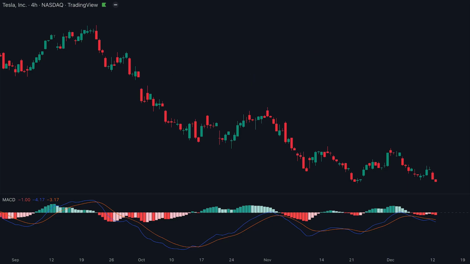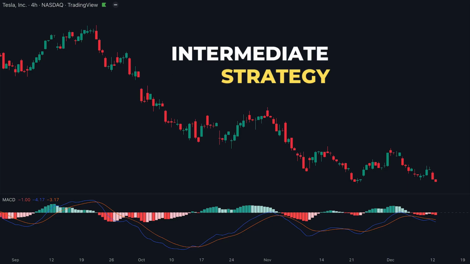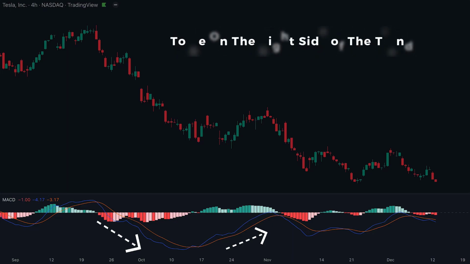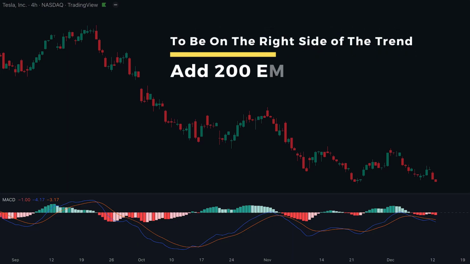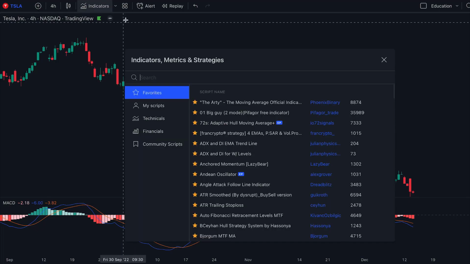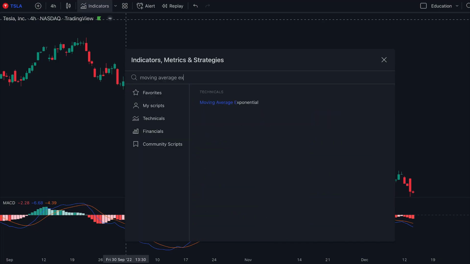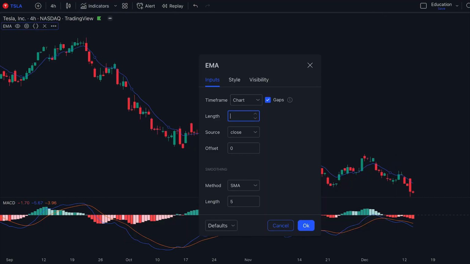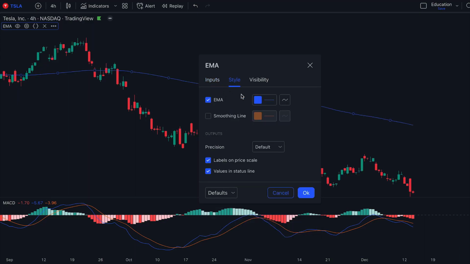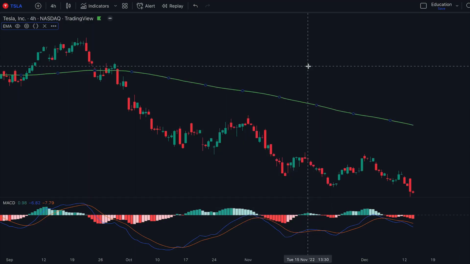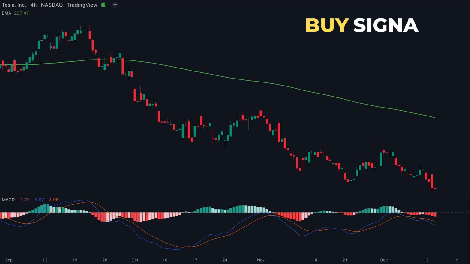Before showing you the advanced strategy, let's see an intermediate one which also has a high win rate. Since the MACD is a trend-following indicator, we are going to make sure we are on the right side of the trend by adding a 200 exponential moving average to our chart. Go to the Indicator tab and type Moving Average Exponential and select the first one. Now, let's go into the settings and change the length to 200. Then go to Style tab and change the color and the thickness of the moving average. I like it green.